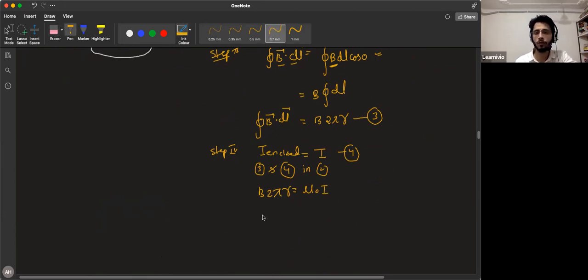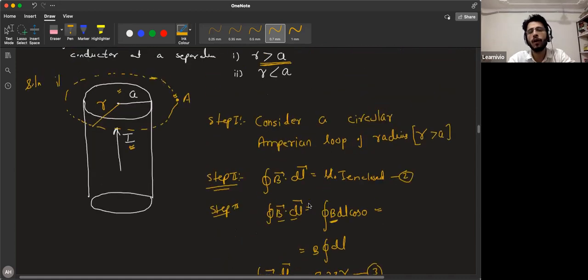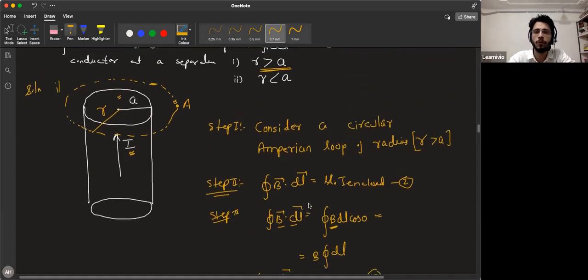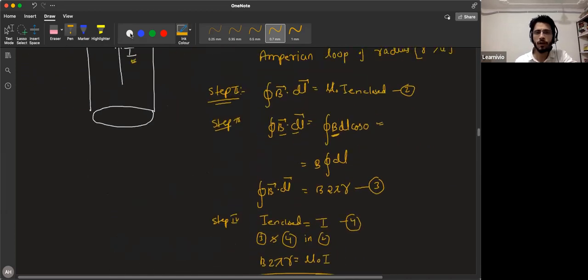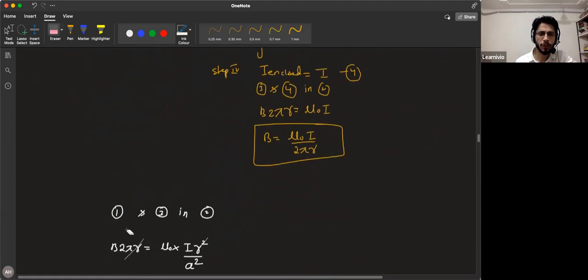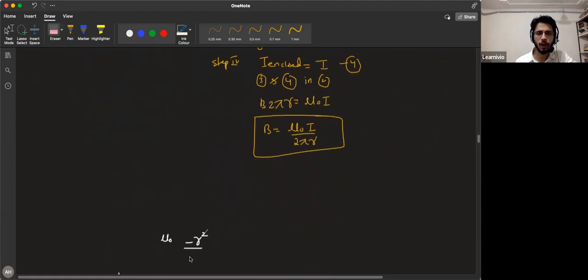So you can calculate B, which is mu naught I divided by 2 pi r. So this is the magnetic field outside the conductor. It's mu naught I by 2 pi r. Is it clear? All steps? Ishma, yes. Minashi, Akshay, any doubt?